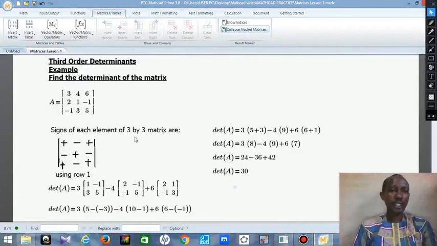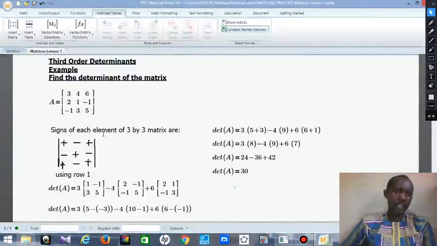So this is how we solve a 3 by 3 determinant, which is a third order determinant. Take note of the signs. Very, very important. These signs are very, very important, please. Take note of these signs. Without these signs, you may miss your answer. So that is one important thing you need to know.